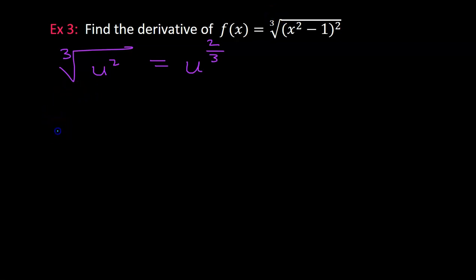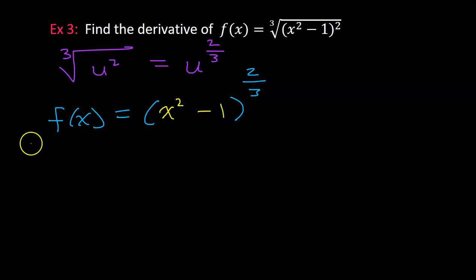So we could rewrite the function f of x using a fractional power. So we will have the 2/3 power. This is the outer function. The inner function, of course, is the x squared minus 1 part. So in this form, we are ready to do the chain rule.